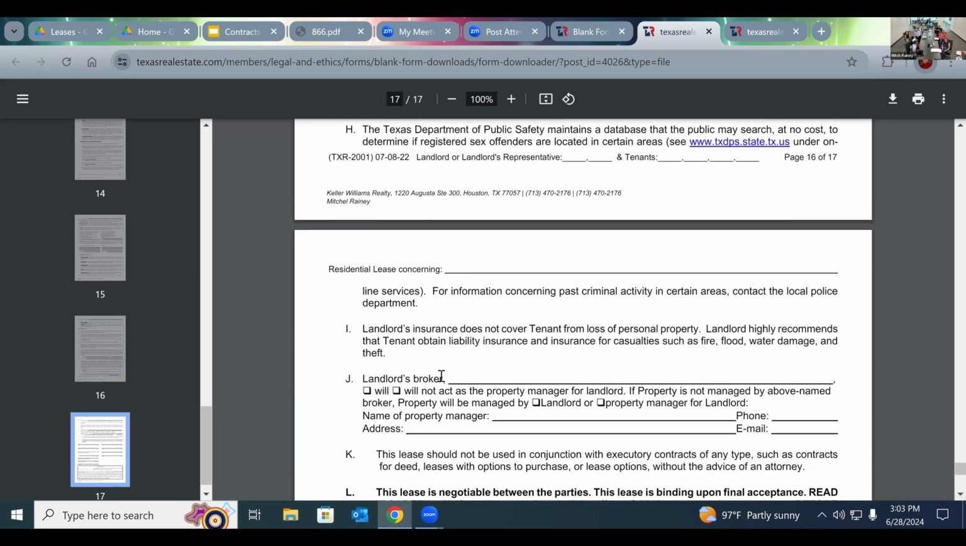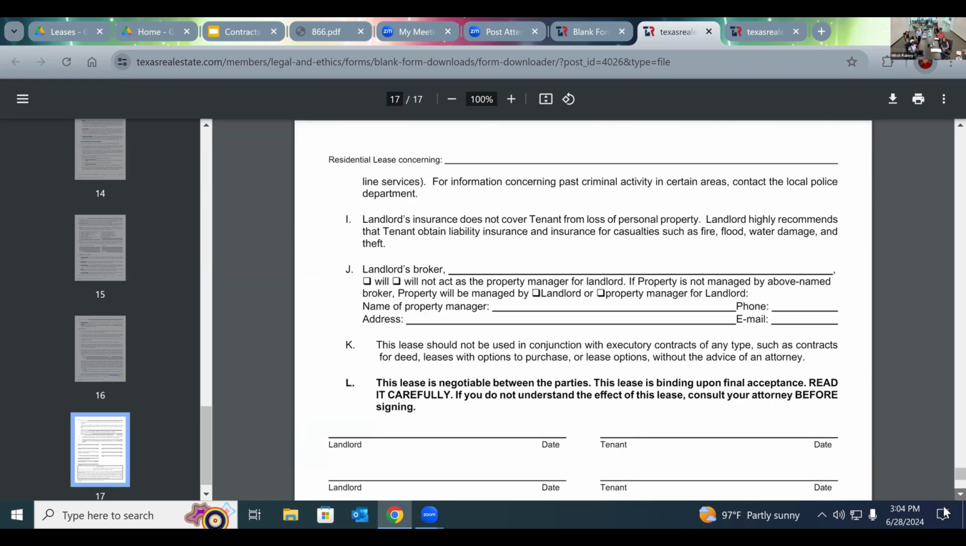Landlord's broker, Keller Williams Memorial, if it's our listing, will not be property manager. And then the tenants and landlords sign everything. We're done.